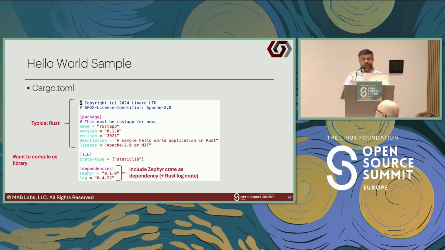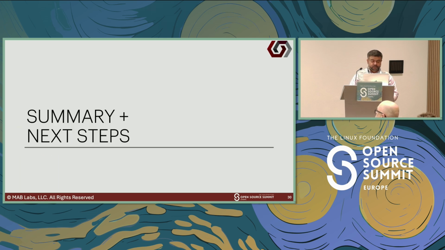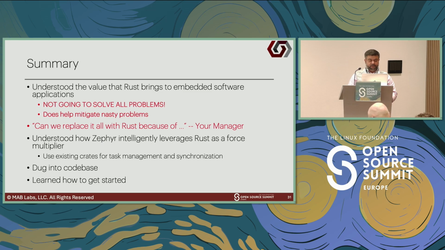Essentially, we're instructing Rust that we're going to be creating the static library, right? And then the last part here is that we're specifying additional dependencies, not only for Zephyr but also for this logging crate that we use here effectively. So that's kind of it. That's my talk in a nutshell.